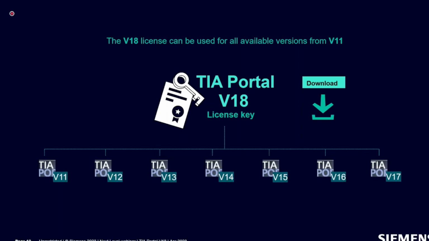Even if you have a version 18 license, all the versions of TIA Portal work in parallel on your system. So you don't need a separate license for each version, 16, 17, and 15. So you can have all the TIA Portal software in parallel on your PC, and if you have a version 18 license, then all the parallel installations will work accordingly.